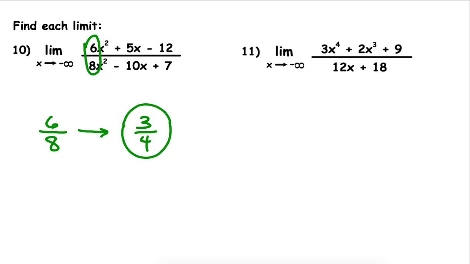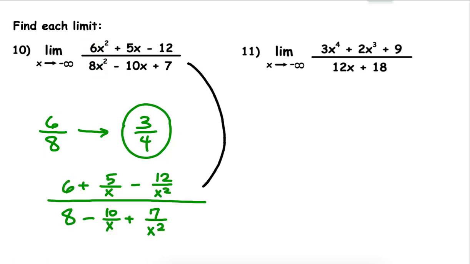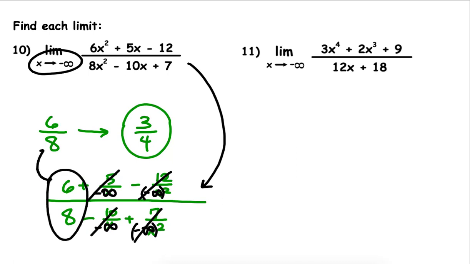That does not change the answer because it's negative infinity. It's still 3/4. And again, if you divided everything here, let's divide everything here by x squared this time, like so. I think it's easy to see if you put a negative infinity in where all the x's were, all four of these terms are just zeros or negative zeros, which is the same thing. You're just going to be left with 6/8.